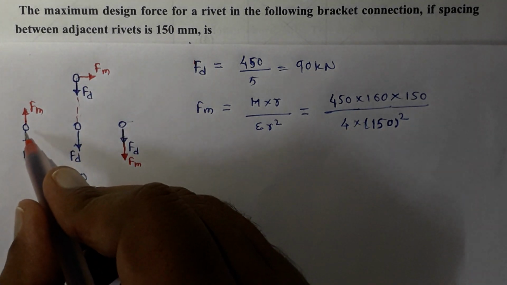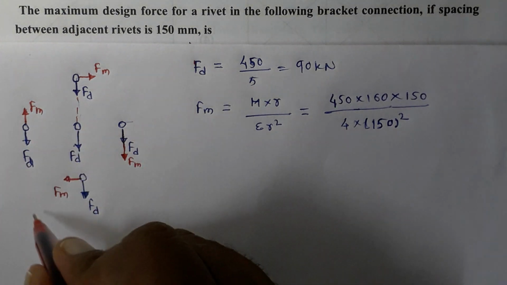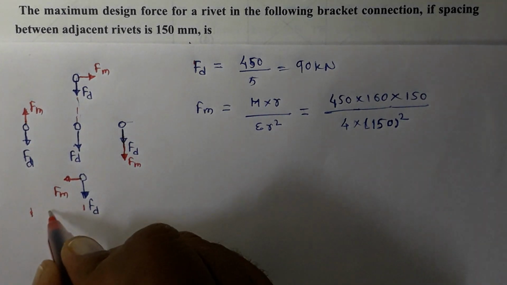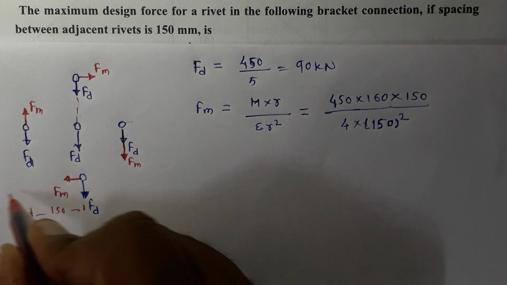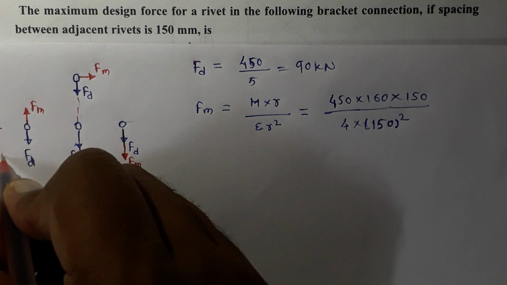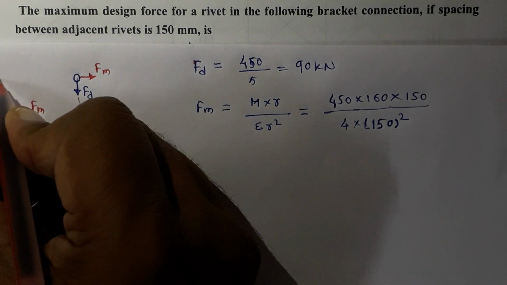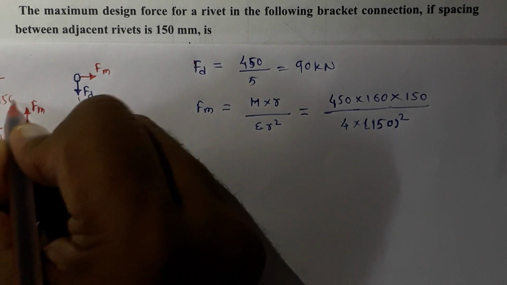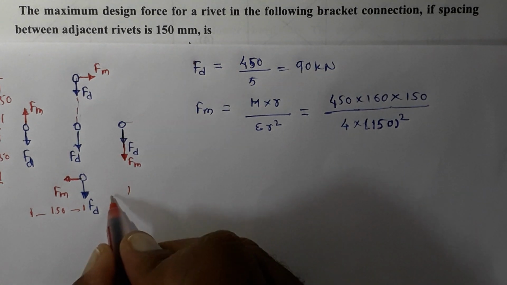The distance between the adjacent rivets is 150 mm. So this distance is 150 mm. This vertical distance is also 150 mm. This is also 150. Now on this side it is also 150.